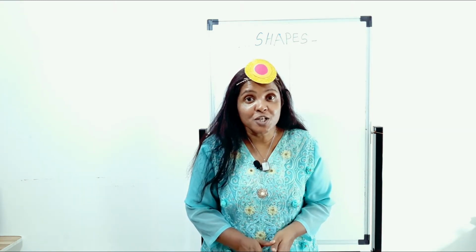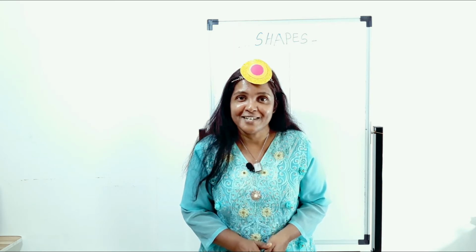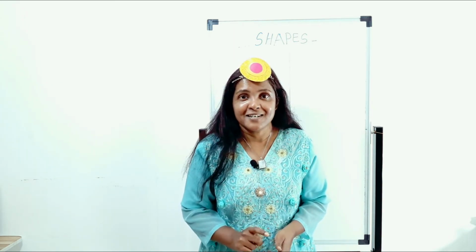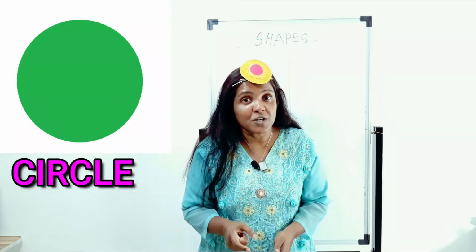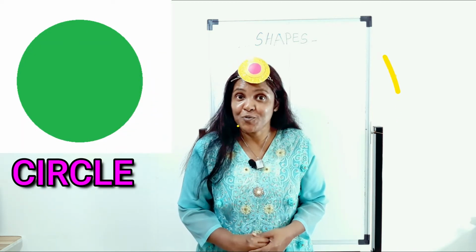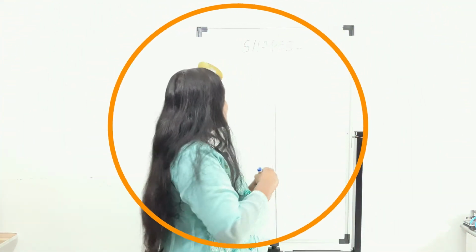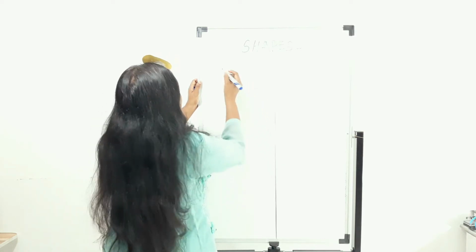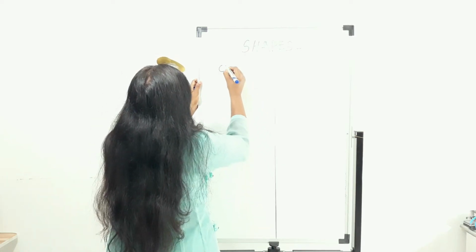Today I am going to teach about shapes. I am going to introduce two shapes. First, I am going to introduce circle. Are you ready? Yes. First, I will show you how to draw a circle. Look at the board. Listen carefully. What are we going to learn now? About circle.